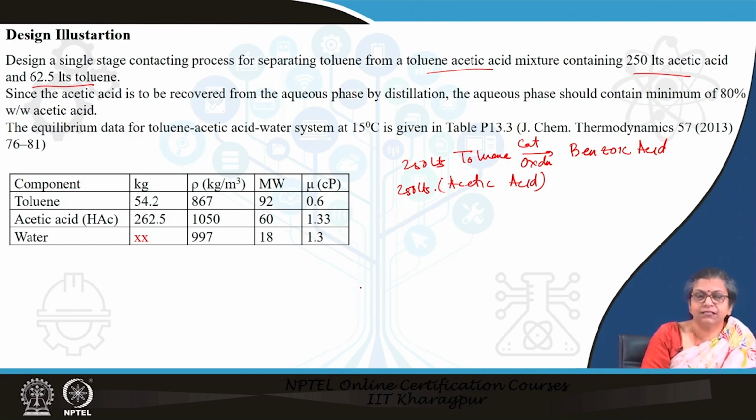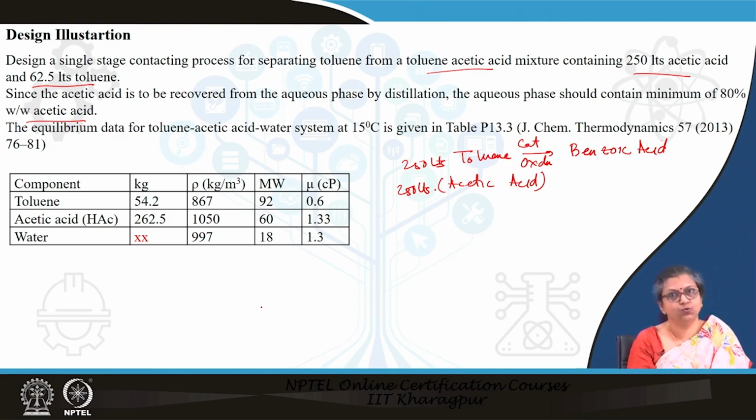Water and acetic acid form an azeotrope at 80% weight per weight of acetic acid. So, you have to remember that when you are using water for extracting acetic acid, the amount of acetic acid extracted has to be greater than 80% weight to weight. Accordingly, we have to design the extractor such that when the extract and the raffinate come to the solvent recovery unit, the water contains at least 80% weight to weight of acetic acid.